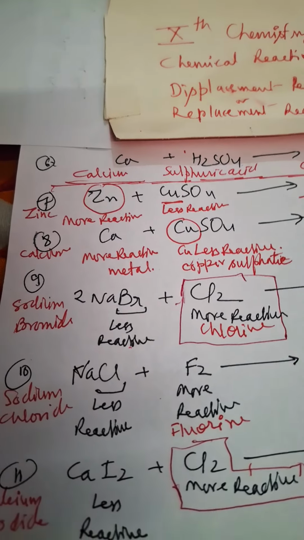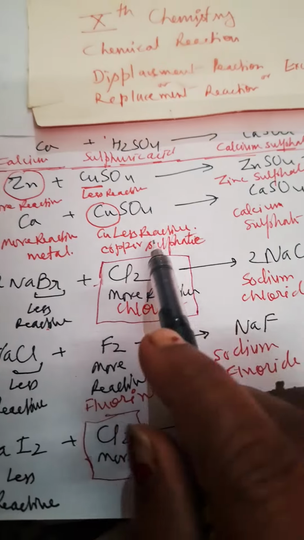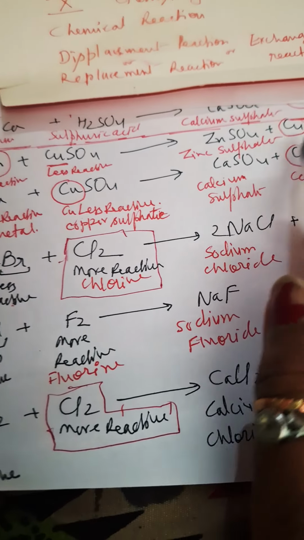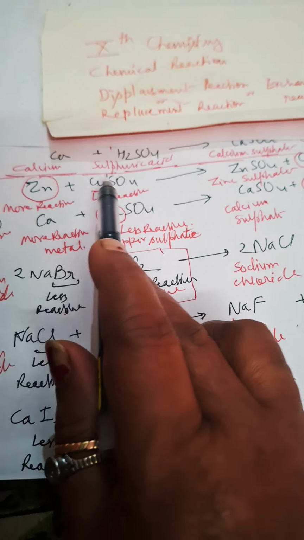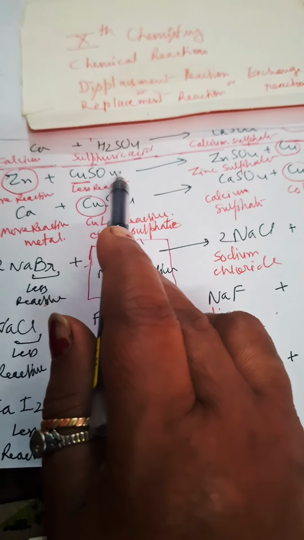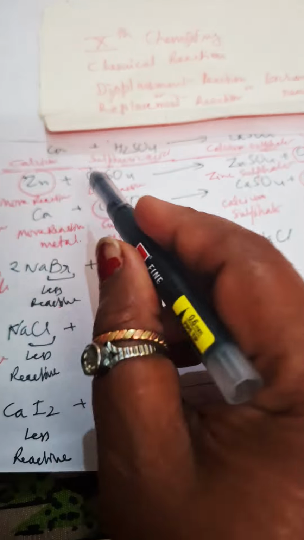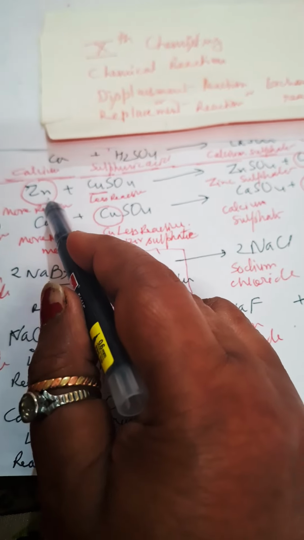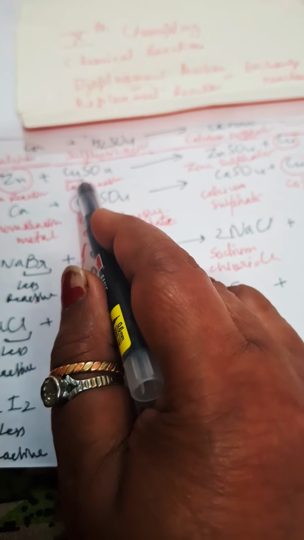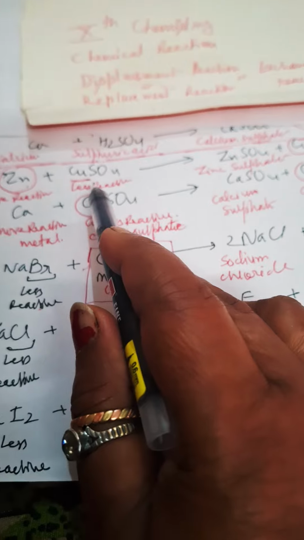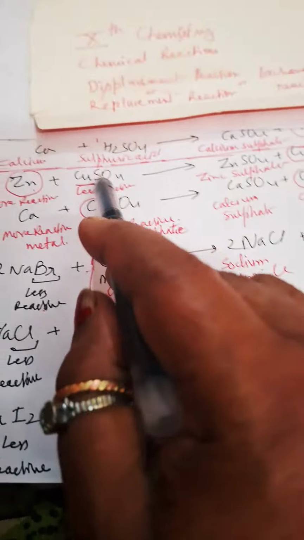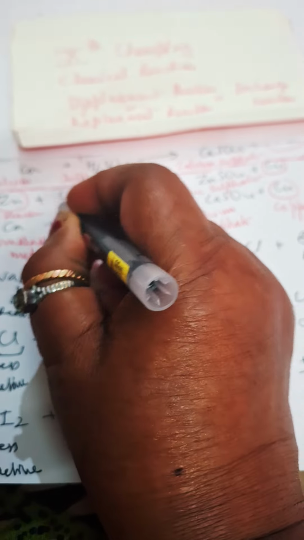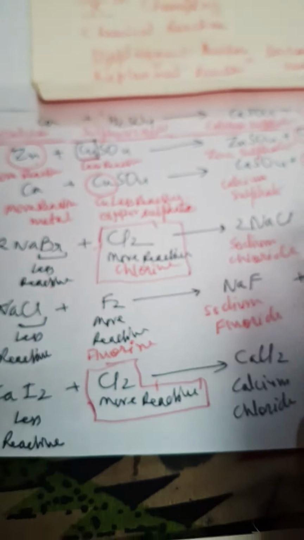See here, zinc reacts with copper sulfate to form ZnSO4 plus Cu. Which is more reactive here? Zn is alone, so it will replace copper from copper sulfate. I encircled zinc, that is more reactive, and underlined copper, less reactive. The more reactive element displaces the less reactive element, and it will form ZnSO4 and copper. Copper will go outside; it will kick out copper.